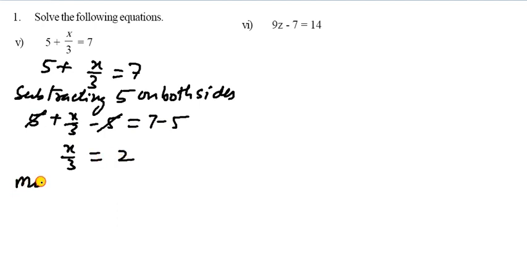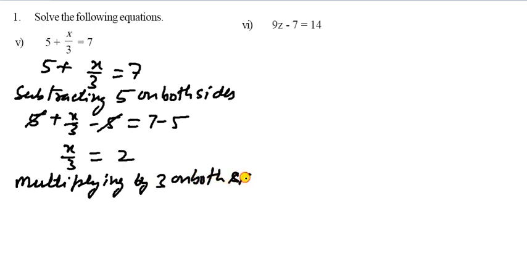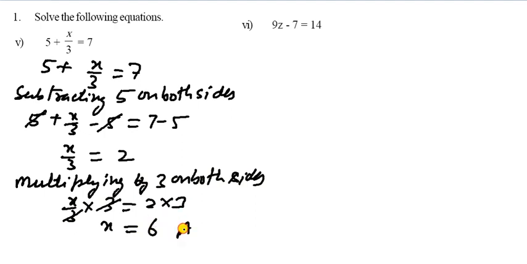Now multiply by 3 on both sides. So it is x by 3 into 3, and here is 2 into 3. 3 will be cancelled out. So we get x equal to 6, and 6 is your answer. Let us see the next equation, that is the sixth.